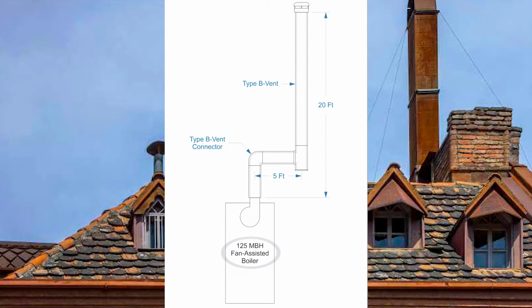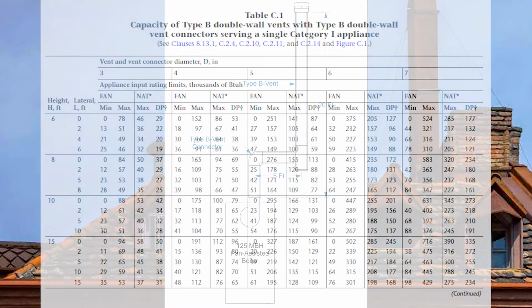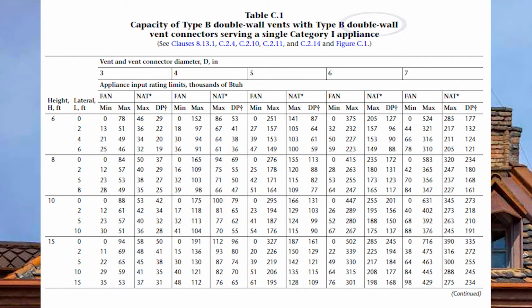For our next example, I have a 125,000 BTU fan-assisted boiler. It has a vent height of 20 feet, it has a lateral of 5 feet, and both vent and vent connector are type B vent, or double wall. Once again, the key word there was double wall vent connector. That means we need to look at table C1.